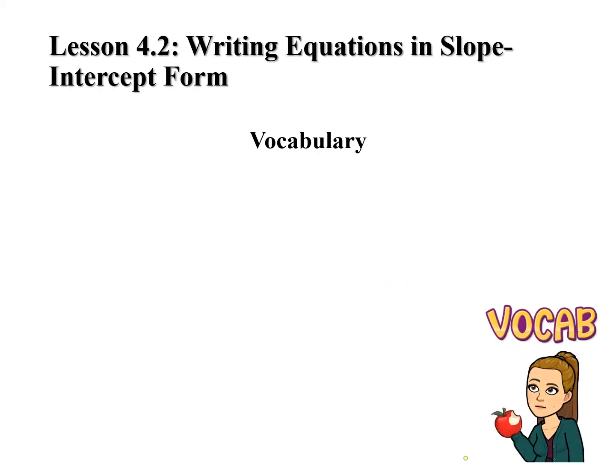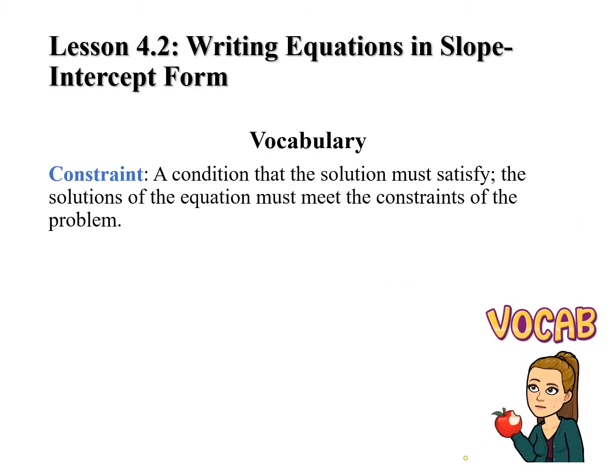So first thing, we have two vocab terms to define in our notes. The first one is the idea of a constraint. A constraint is the condition that the solution must satisfy. The solutions of the equation must meet the constraints of the problem. So this is how we are limiting our solution set.